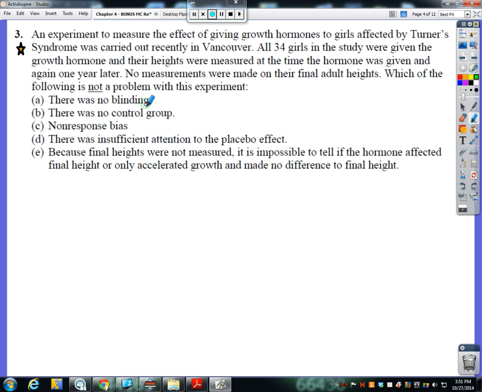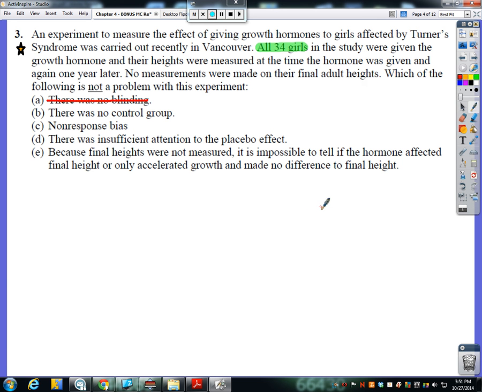There was no blinding. Well, let's see. If there was blinding, that means someone would have to know who's not receiving, say, a treatment or giving a treatment. But really, all 34 girls were given the growth hormone. So everybody knew what they were getting. Everybody knew what they were giving out. So that's not really a problem here.